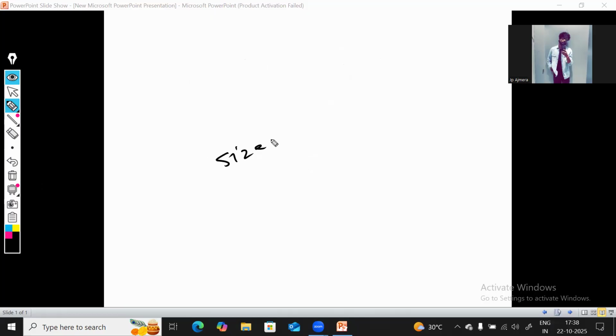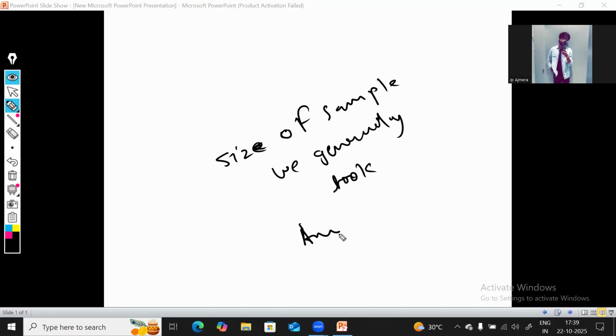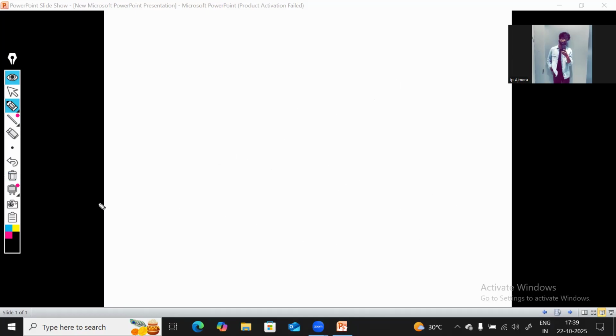Size of soil sample, sorry, my bad. Size of soil sample that we generally take from the field. The size is 0.5 to 1 kg, right? 500 to 1000 gram. That is the very common size that we take from the field for soil testing.